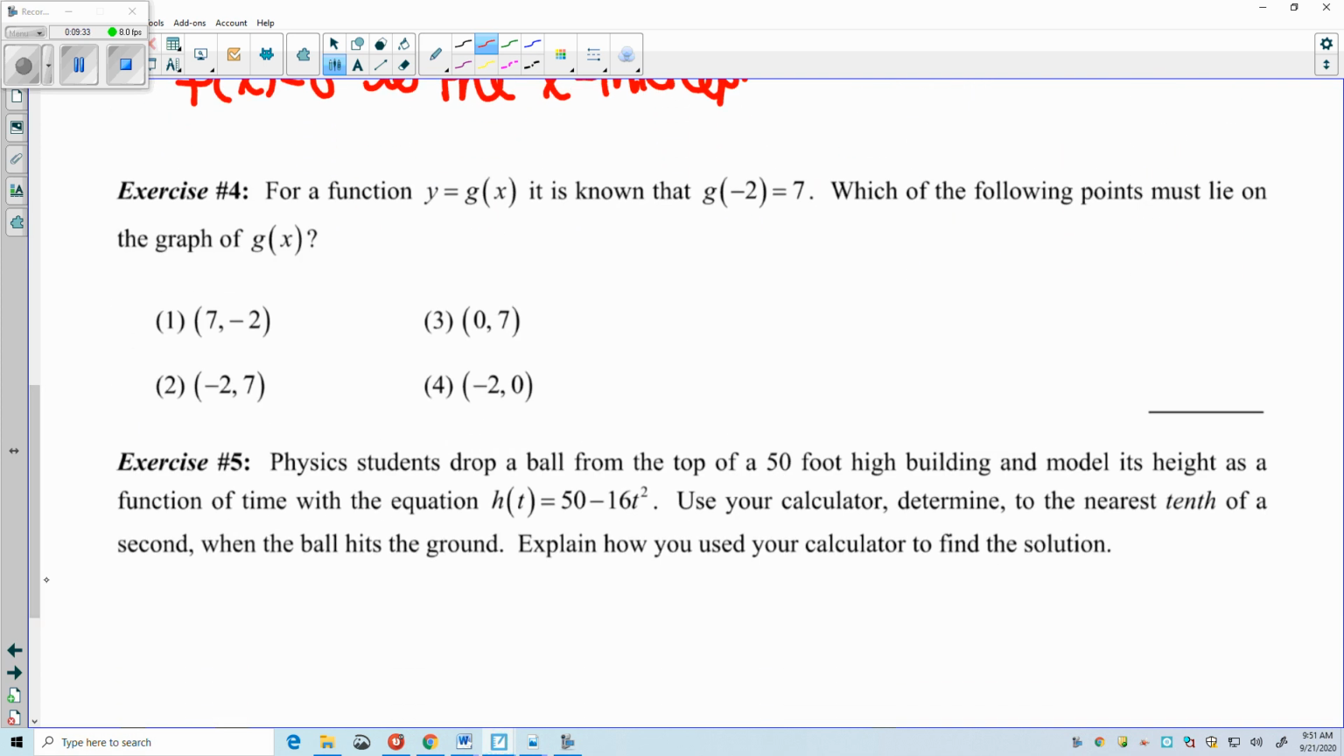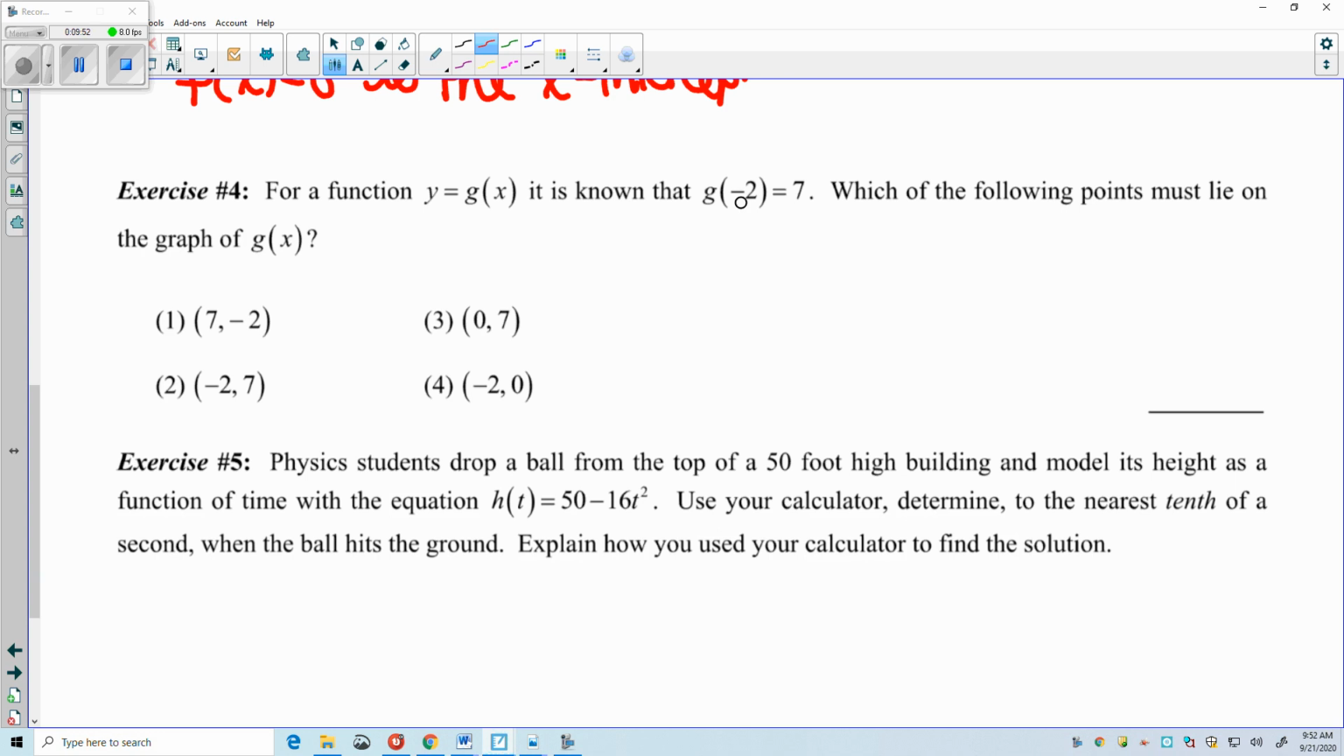So for number 4, it says for a function, y is equal to g of x, it is known that g of -2 equals 7. So when I evaluate the g function at -2, when my input's -2, I get 7 out. Which of the following points must lie on the graph of g of x?